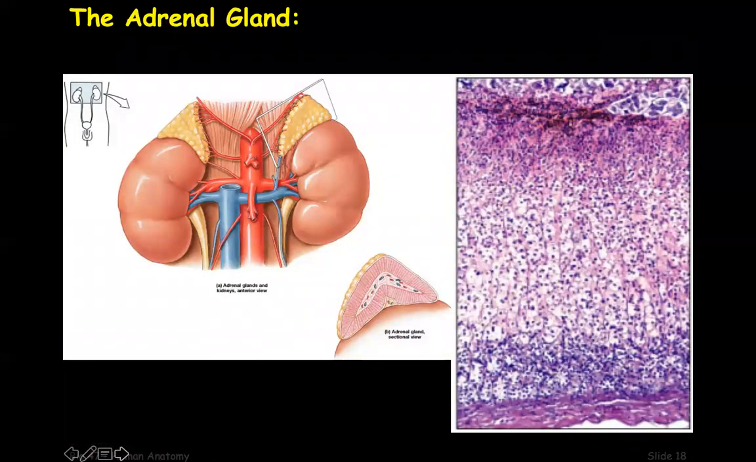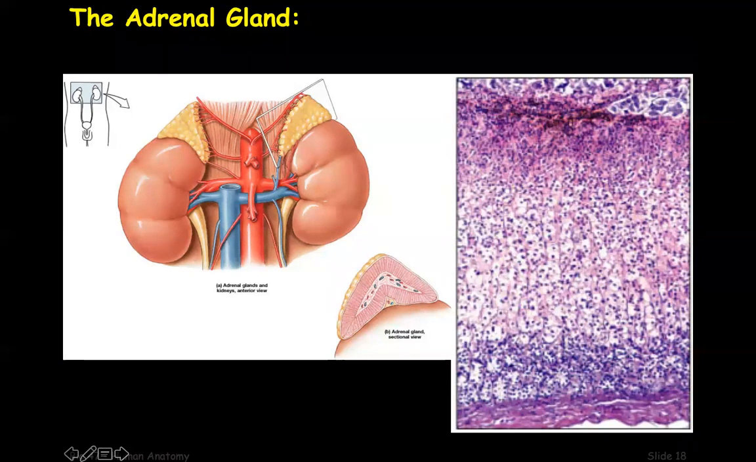Next up is the adrenal glands, or they're sometimes called the suprarenal glands because they're on top of the kidneys. Supra means above, renal refers to the kidneys. So they're composed of these 2 distinct areas that are responsible for secreting different hormones. They're functionally and structurally distinct.